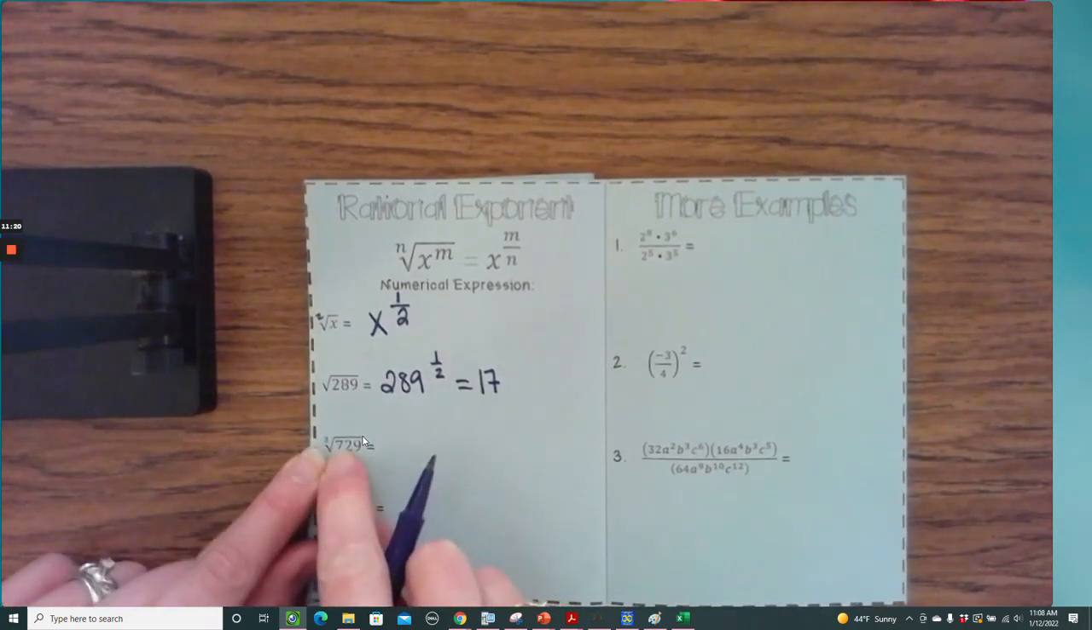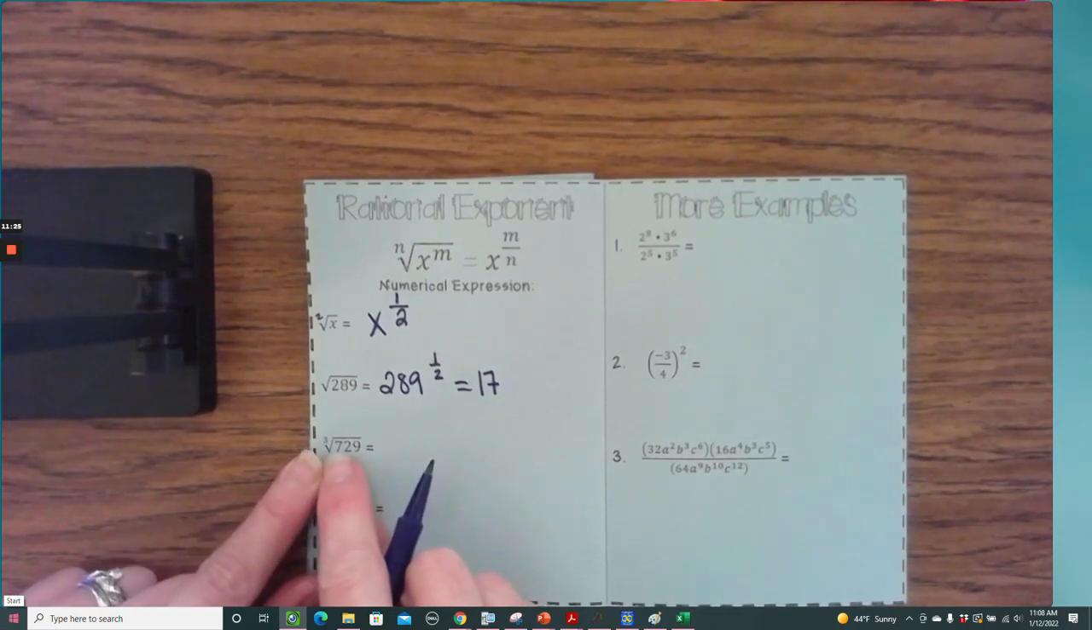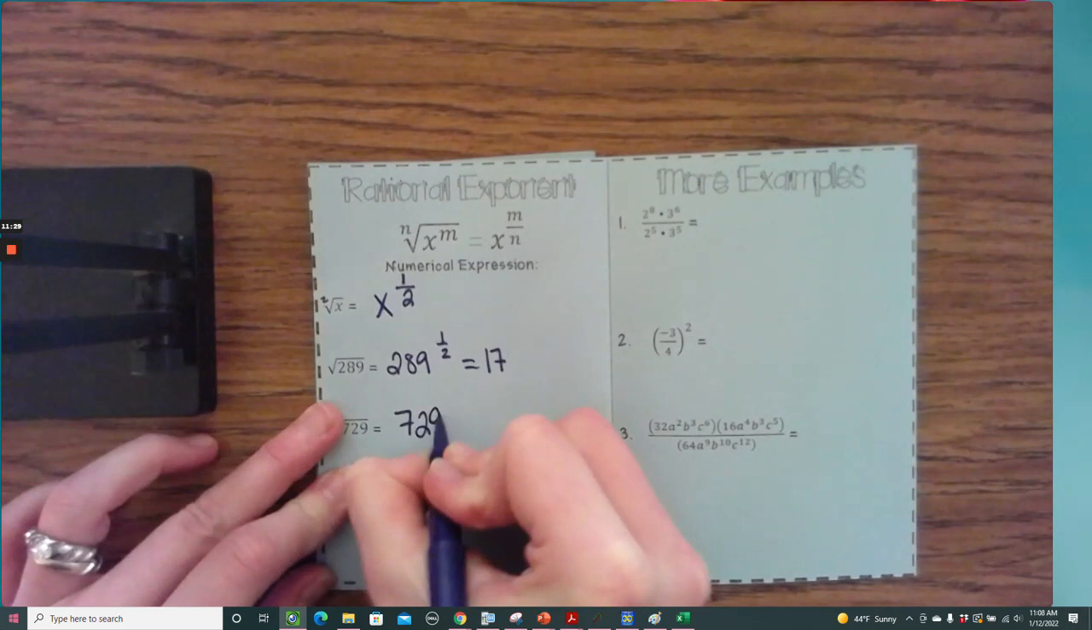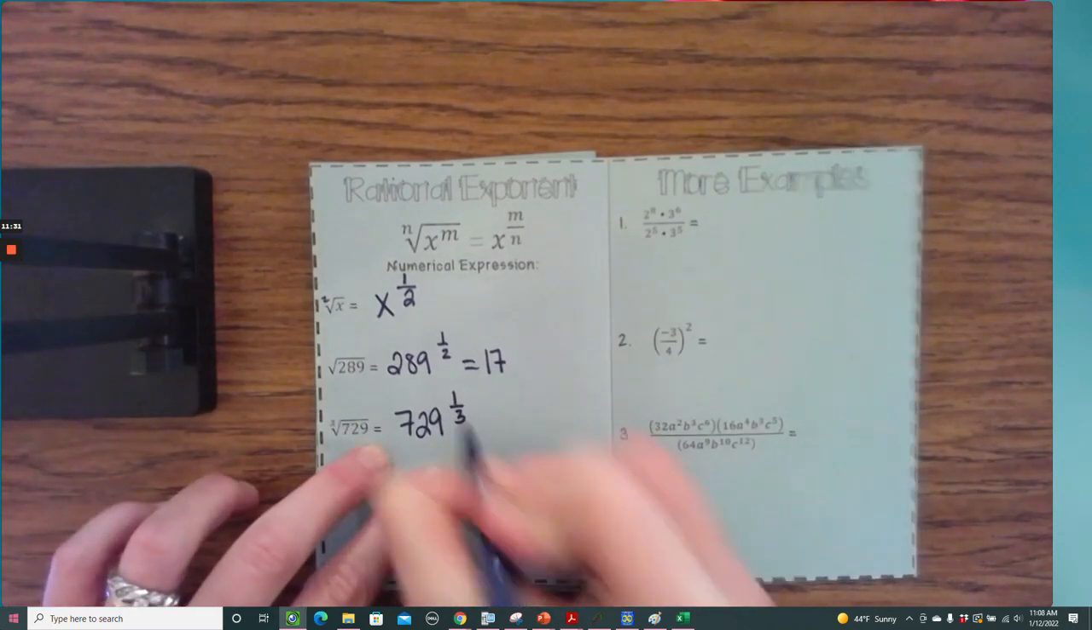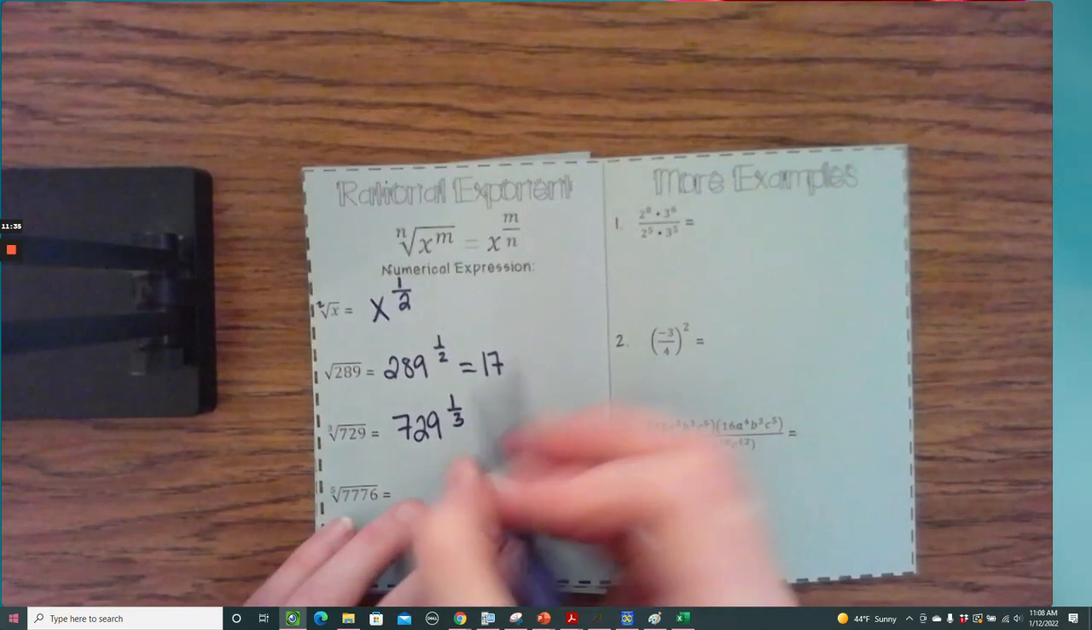Now, our index has changed here. Now they've actually written an index of 3. So the cube root of 729 is the same thing as 729 raised to the 1/3 power. And that's an exponent. Sorry, I wrote it a little big. And that gives me 9.